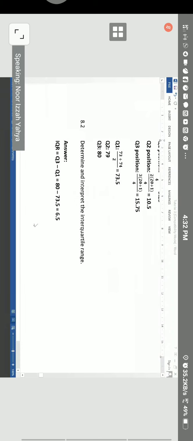Untuk nombor 8 ni answer kamu, kamu check. Kamu kena ada answer untuk Q1 5.25, Q2 10.5, Q3 15.75. Lepas tu your Q1 and Q1, okay, Q2 and Q3, and you determine untuk IQR tu your Q3 minus your Q1. Your Q3 minus Q1. So find and interpret the five number summary.